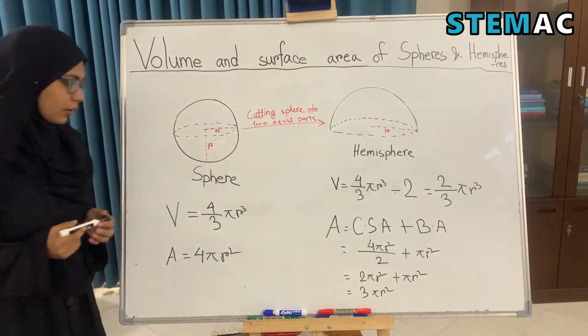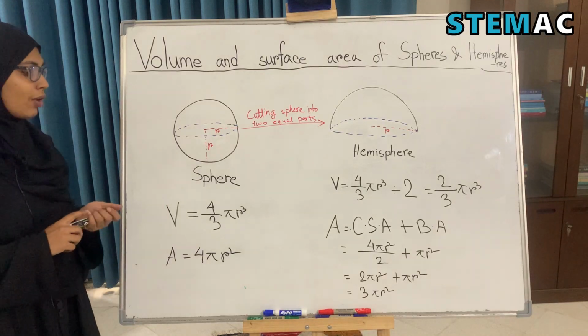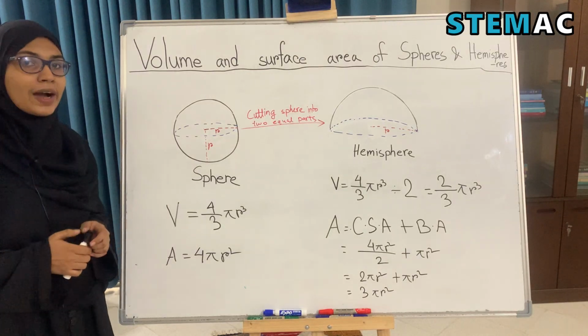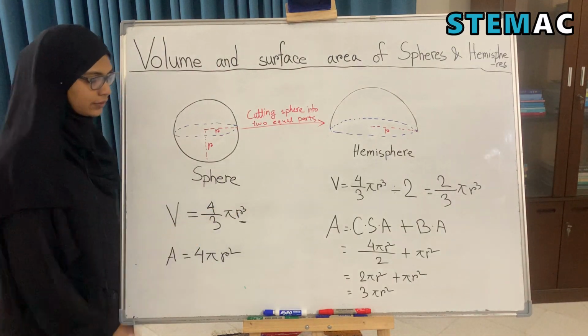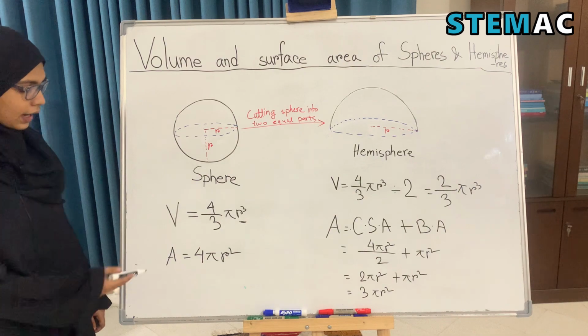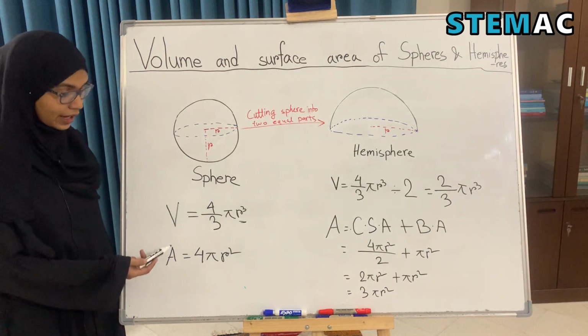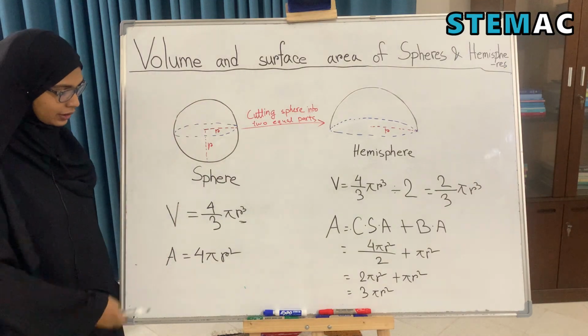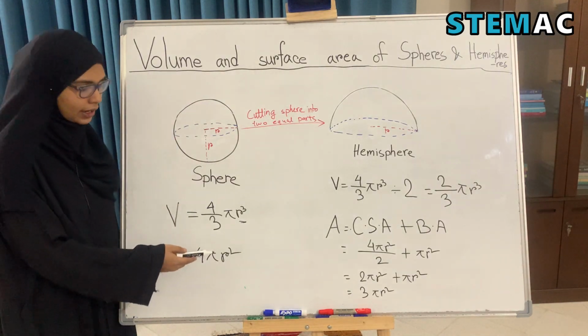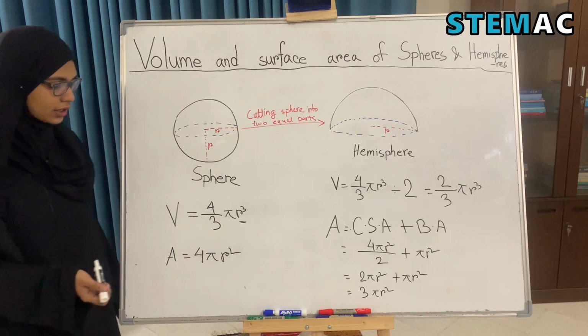So the formula for finding the volume of a sphere is 4 by 3 pi r cube, where r is the radius of the sphere, and the formula for finding the surface area of the sphere is 4 pi r square, where r is the radius of the sphere.